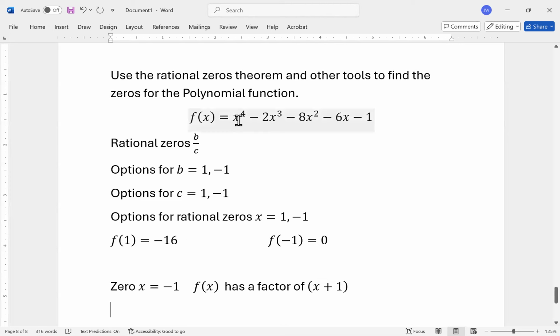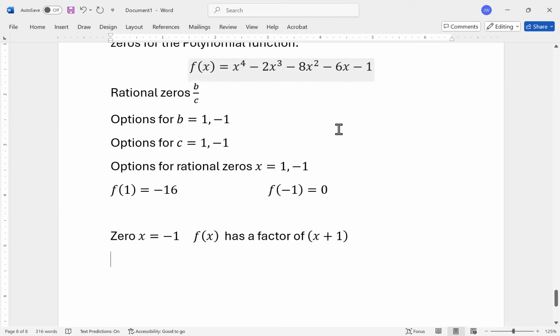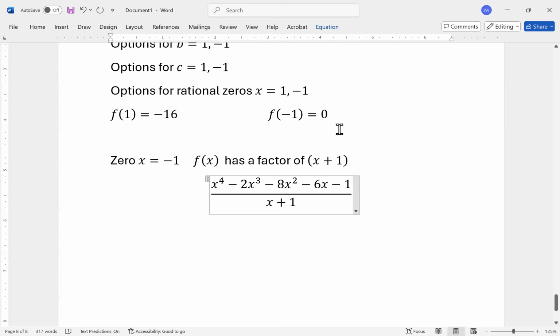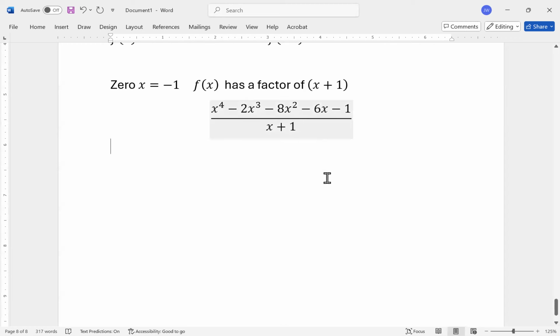So now I'll split up my polynomial by doing division. So we'll take that x to the fourth minus 2x to the third minus 8x squared minus 6x minus 1. And we'll divide it by x plus 1. Again, as we typically do, we'll utilize synthetic division when we do that.